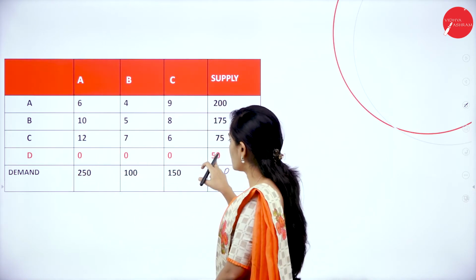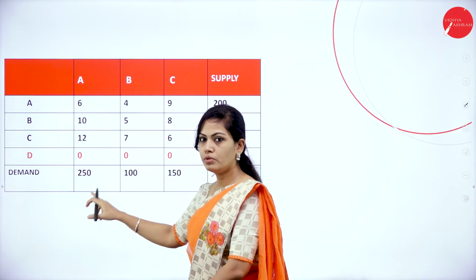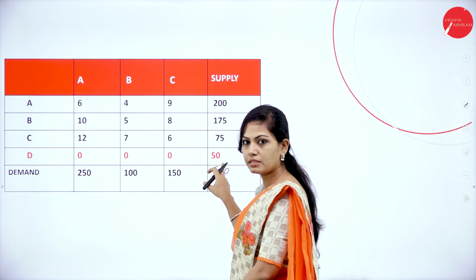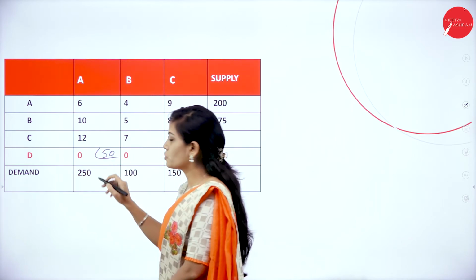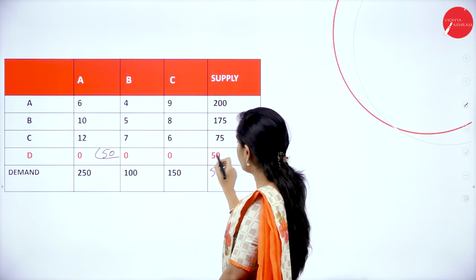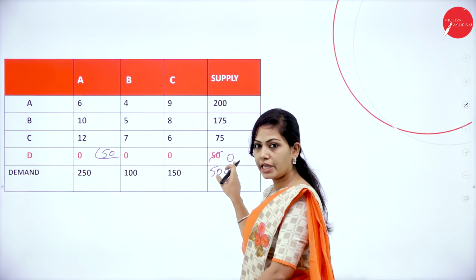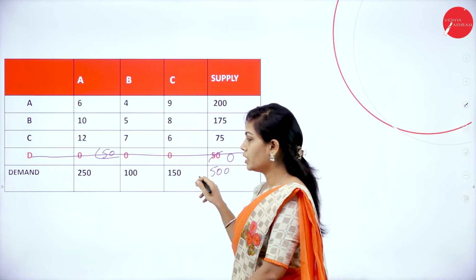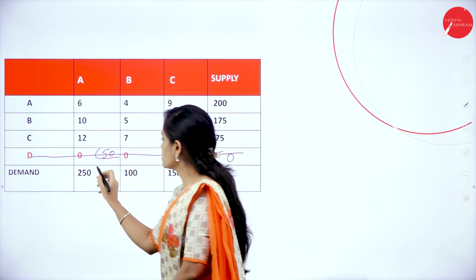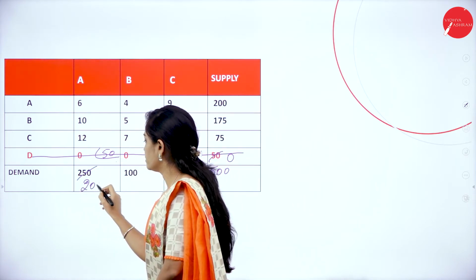You just check the supply value and demand value. Supply value is lesser than demand value. I will allocate 50 rupees to this cell and it will become 0. If it is 0, you can cancel this entire row. 250 minus 50 is 200.